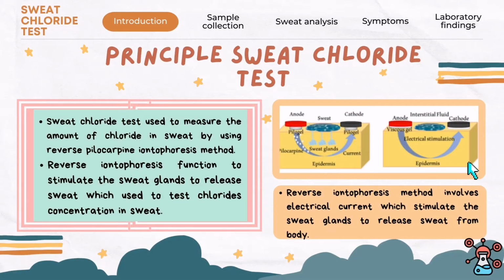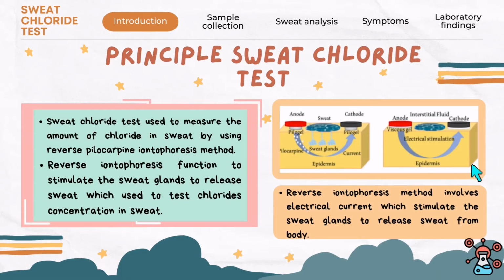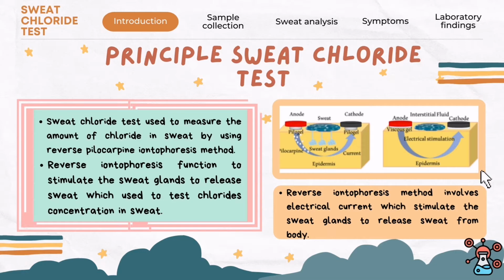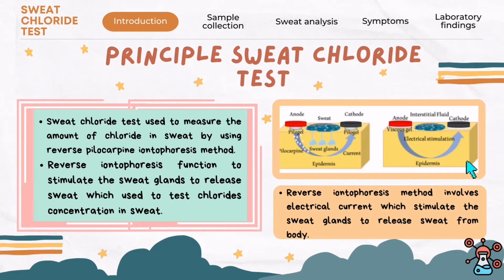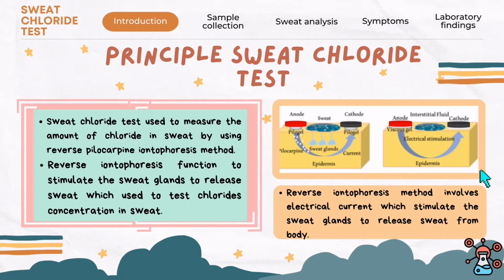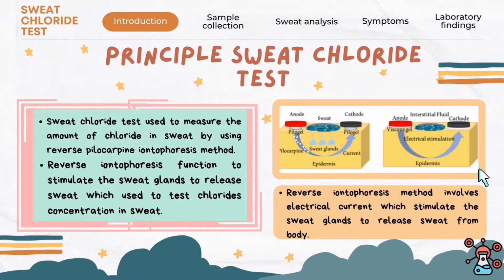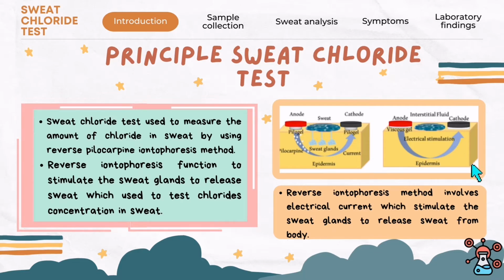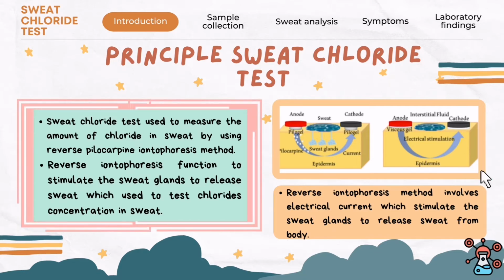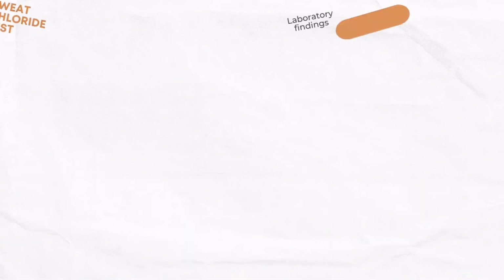Next, we will move to the principle of sweat chloride test. Sweat chloride test is used to measure the amount of chloride present in patient sweat by using the pilocarpine iontophoresis method. Iontophoresis uses electrical current to stimulate the sweat gland in order to ensure the patient's body is able to release a sufficient amount of sweat for further testing.